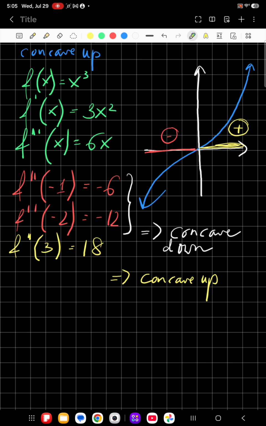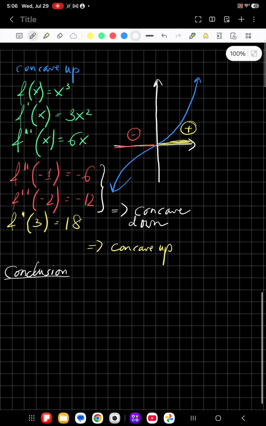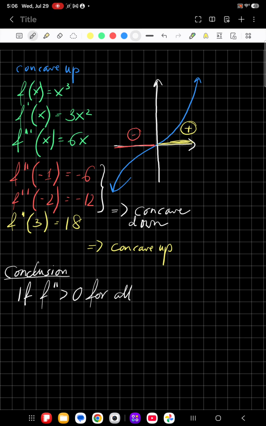Okay, so let's write down that conclusion. I feel like my writing gets worse. Anyway, let's write: if f double prime is greater than 0 for all x's in I, then f is concave up.